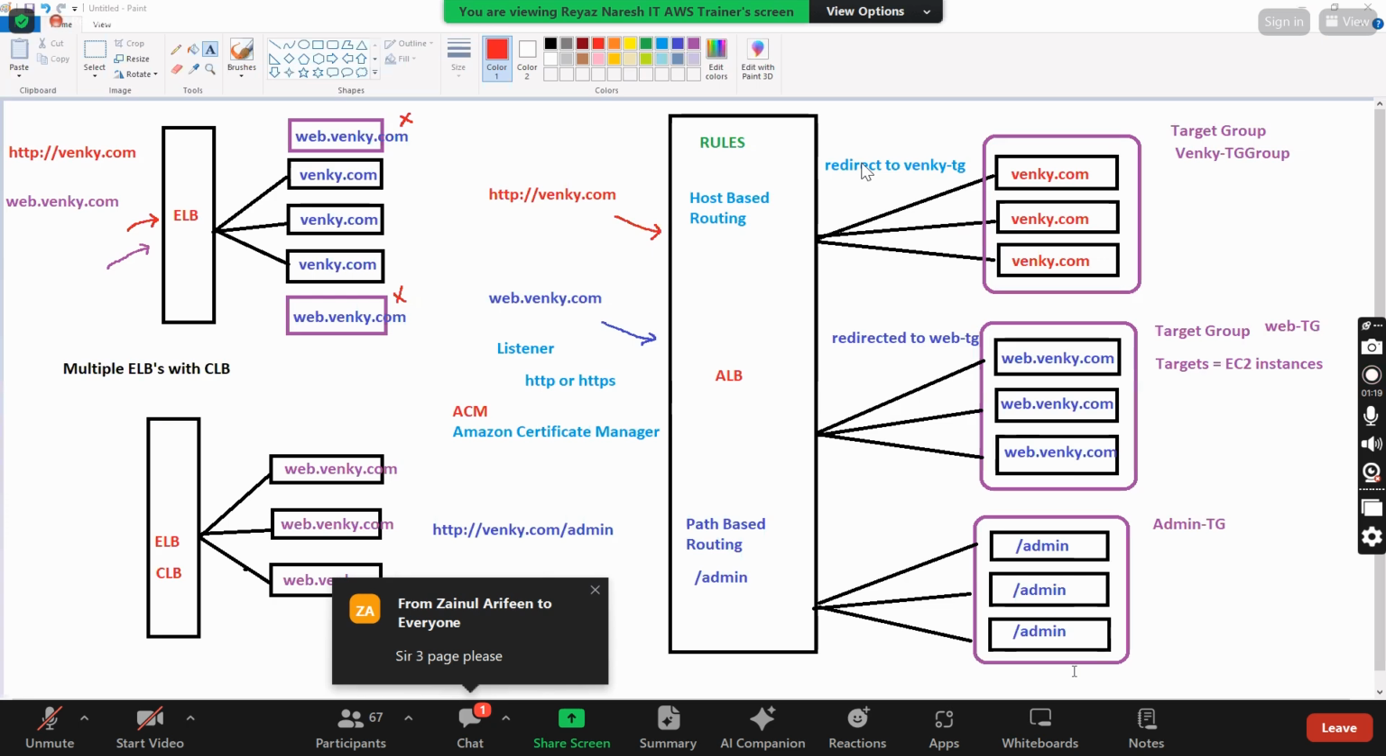Devanand, I think you should change that method. Don't use that many question marks, okay? Recommend to use only one load balancer, depending upon your requirement.